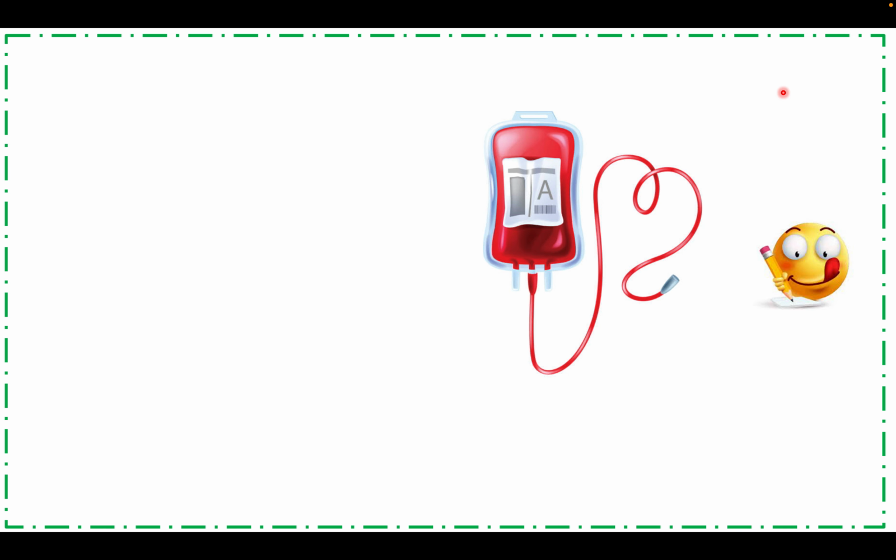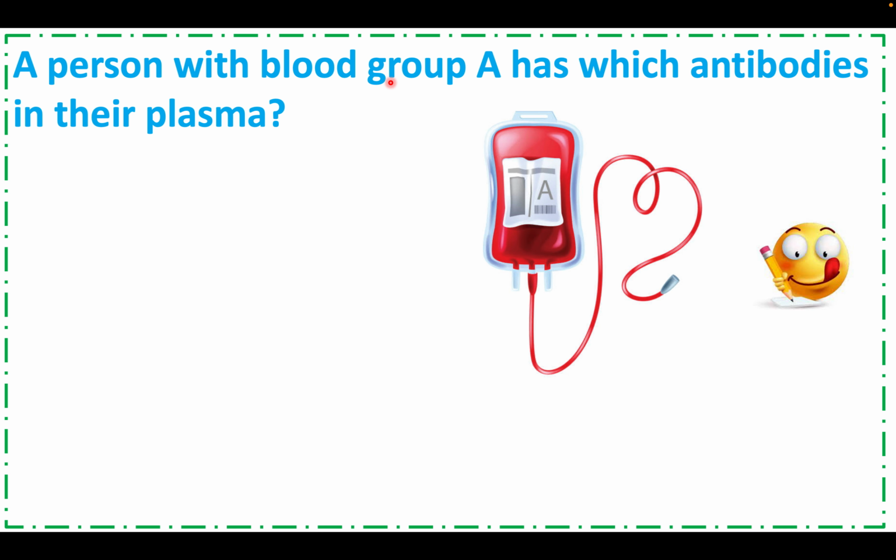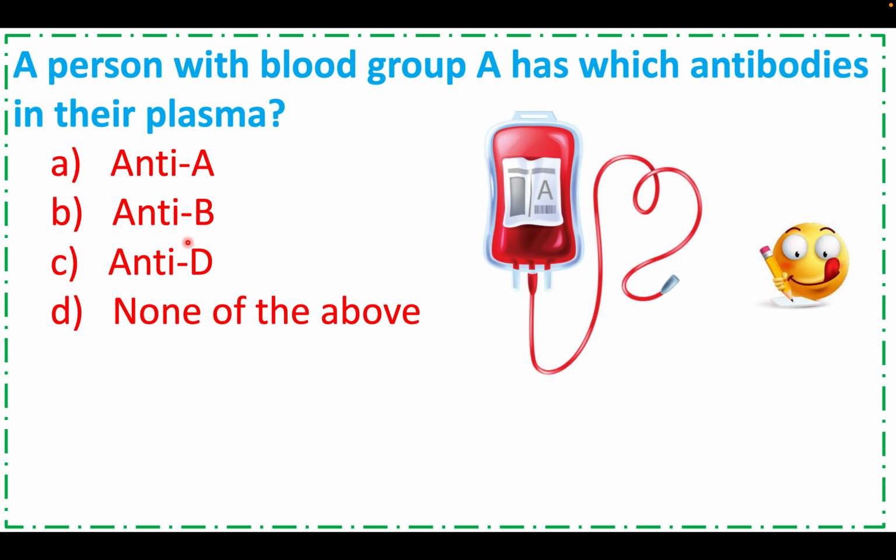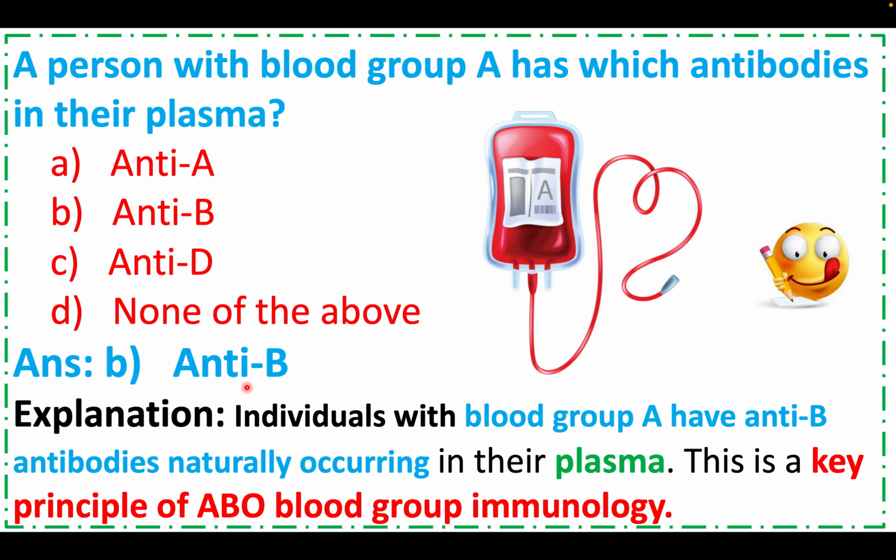Dear students, a person with blood group A has which antibodies in their plasma? Option A, anti-A, option B, anti-B, option C, anti-D, and option D, none of the above. So the correct option is B, anti-B. Explanation: individuals with blood group A have anti-B antibodies naturally occurring in their plasma. This is a key principle of ABO blood group immunology.